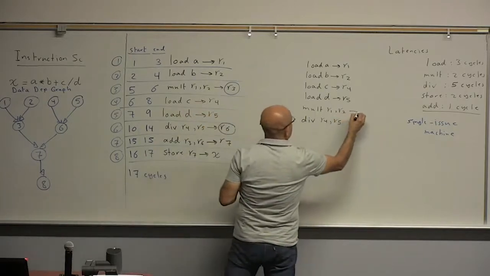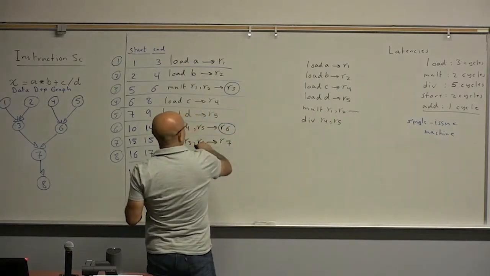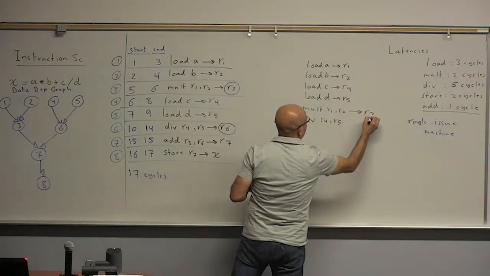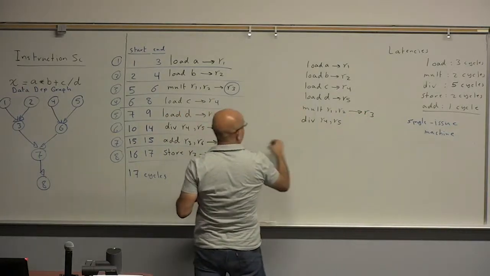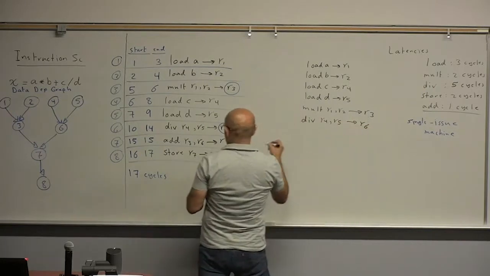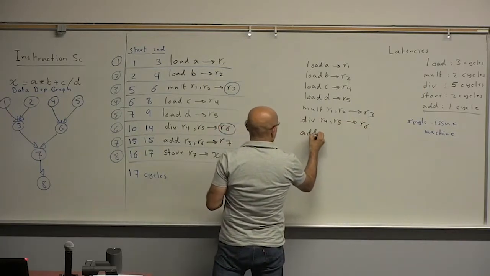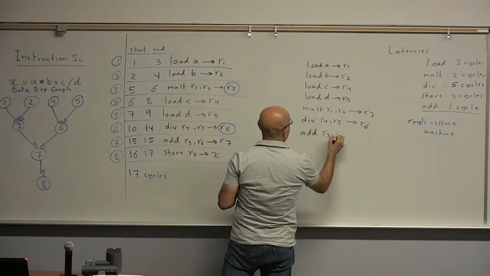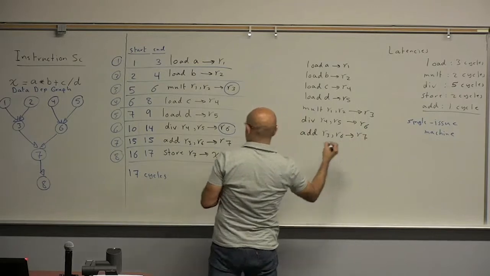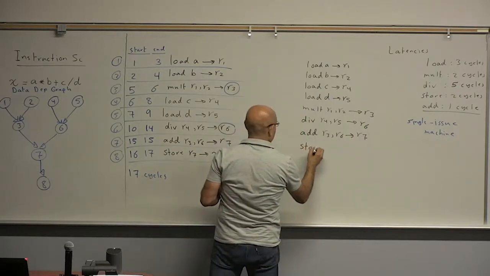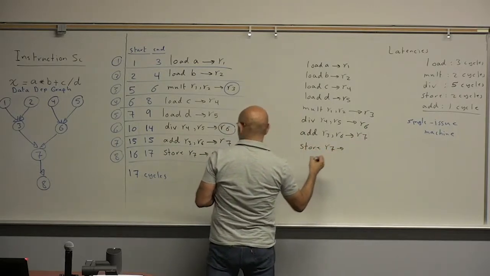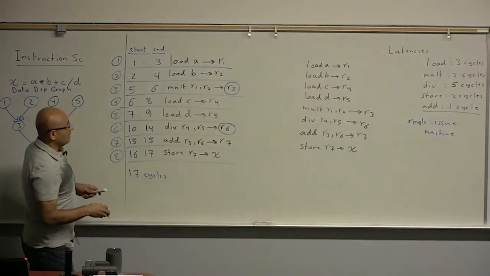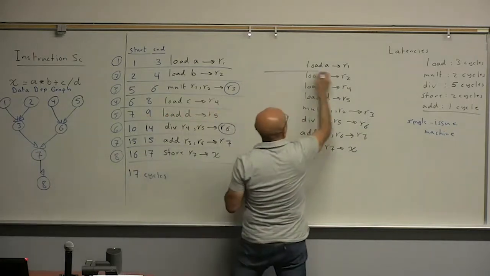So we put this loading into R5, R1 and R2, we put this into R3, and R4 and R5, we put this into R6, and we add R3 and R6, and put this in R7, then store R7 into X. Okay, so now let's count the cycles.